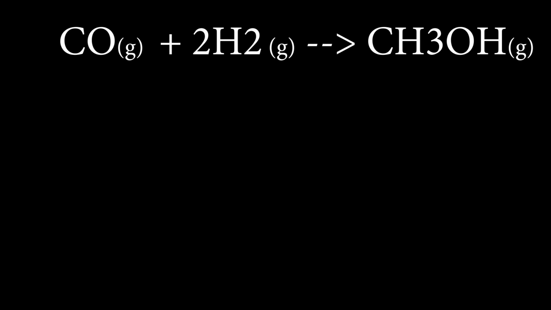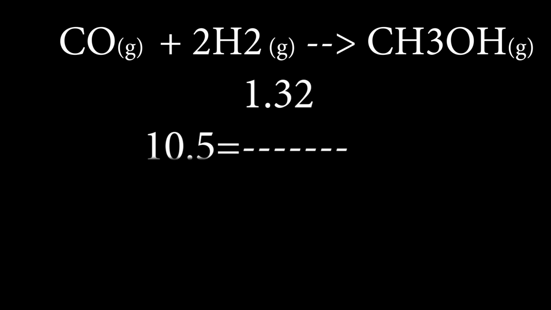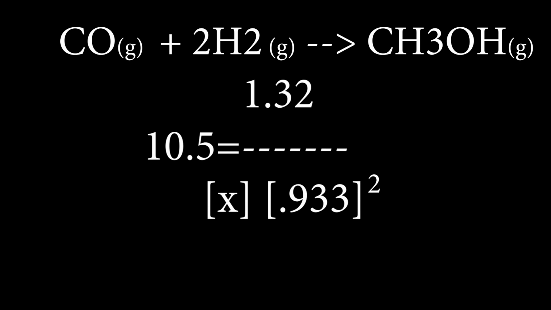Since we have set up this expression, we're going to do something new-ish. We are going to plug in the numbers of the moles of the elements. So we're going to put 1.32 in the spot where the products belong because that's the moles of CH3OH, according to the information we were given. Same thing goes for hydrogen. So we plug in 0.933 in place of hydrogen.